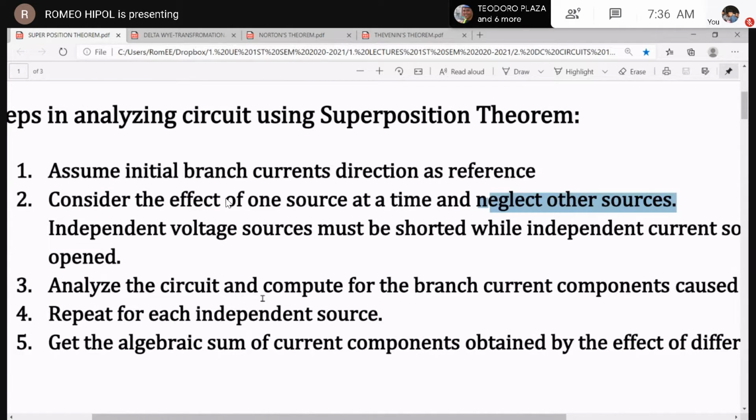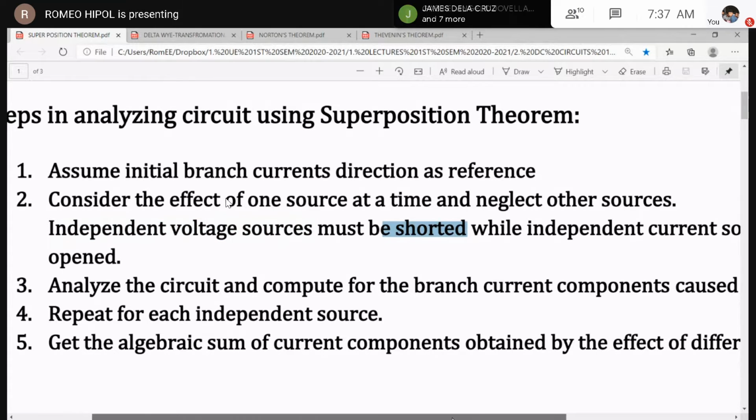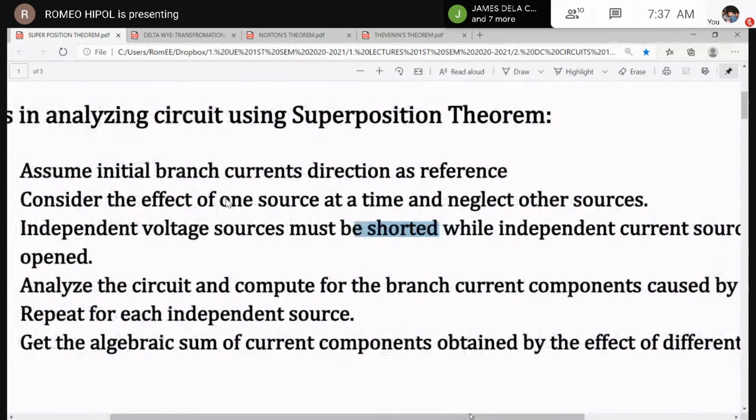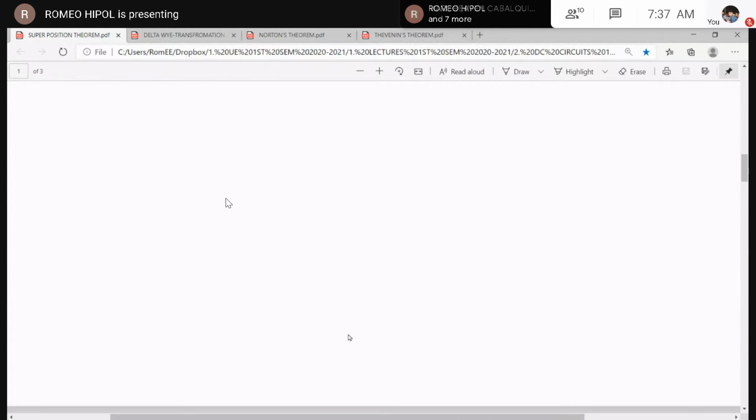Okay, so in this case, the following independent voltage sources will be shorted. Then, the current sources will be open. So, yun yung magiging equivalent effect of other sources. Then, analyze the circuit and compute the branch current. Then, get the algebraic sum.